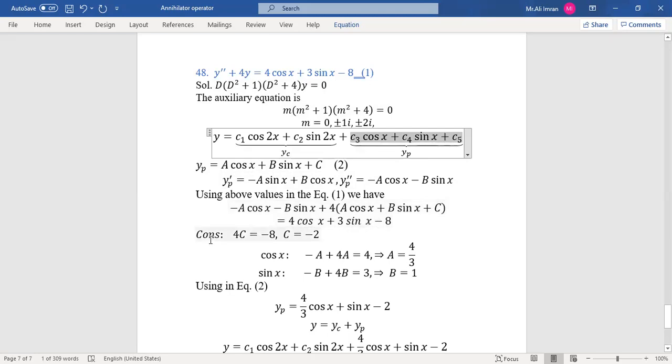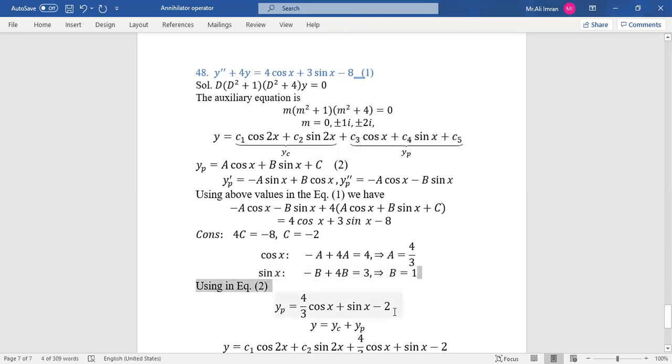If we compare the constant, we have 4c is equal to minus 8. From here, we can find the value of c is equal to minus 2. If we compare the coefficient of cos of x, we have minus a plus 4a is equal to 4, so 3a is equal to 4, and we have the value of a is equal to 4 by 3. If we compare the coefficient of sin of x, we have minus b plus 4b is equal to 3, and this will be 3b is equal to 3, and eventually we will have b is equal to 1.